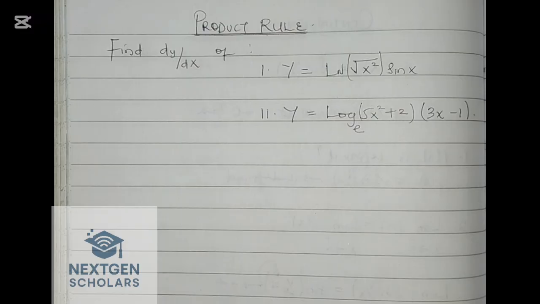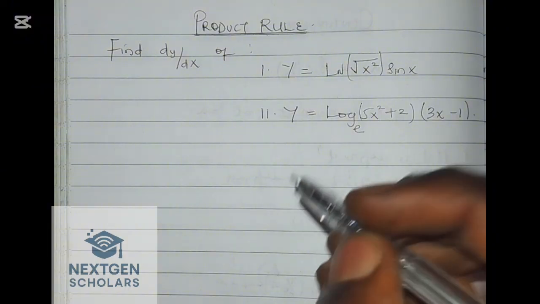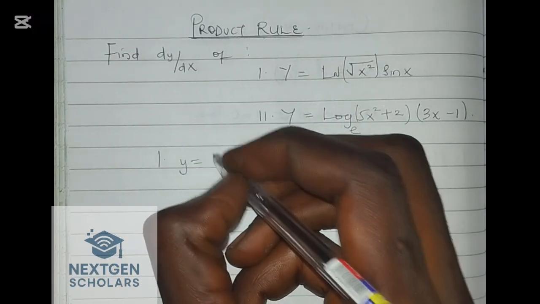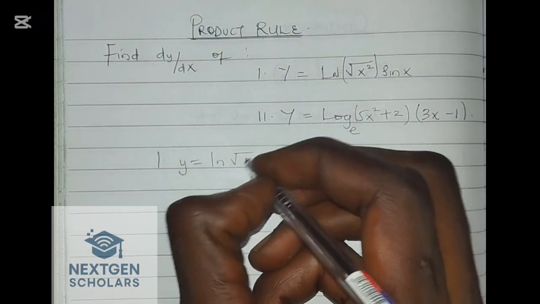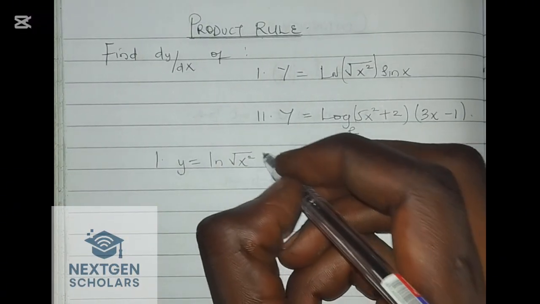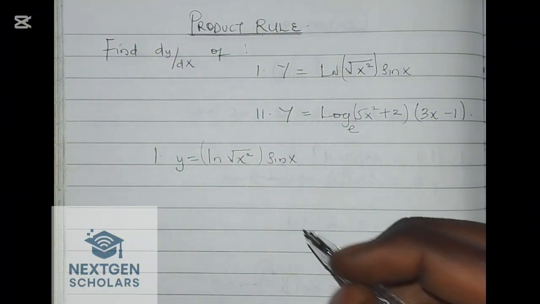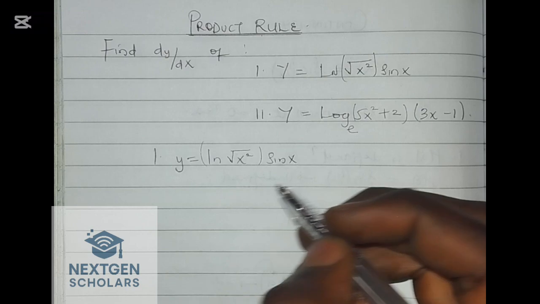Alright, welcome to this lesson. We have been asked to find dy/dx of these two functions using the product rule. So let's do that quickly. The first one says that y is equal to ln root of x squared multiplied by sine of x. So all we have to do is pick our f of x and g of x.